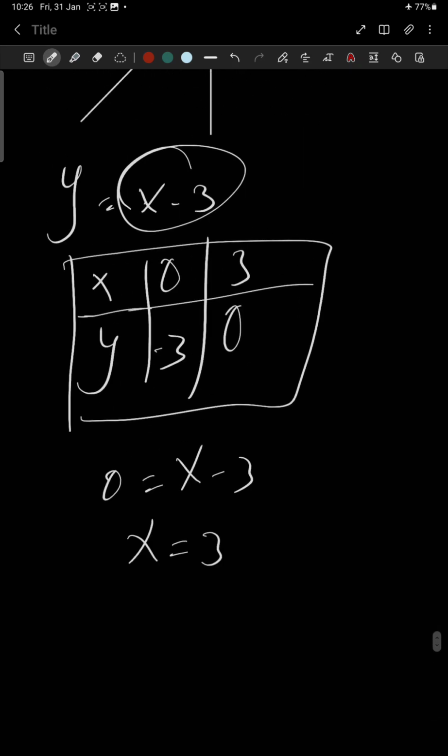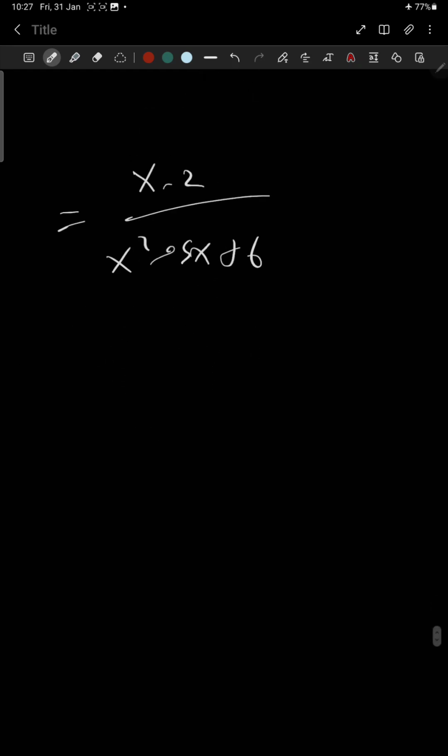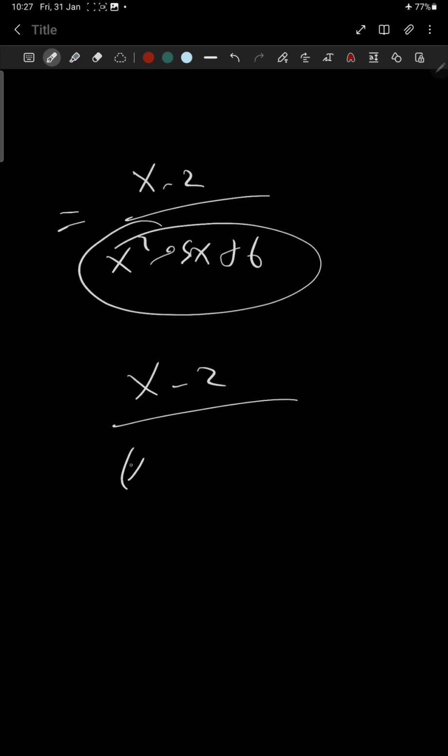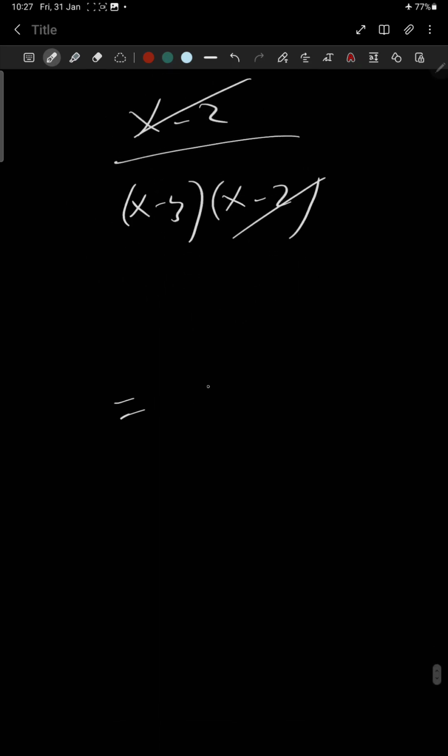So before you rush, what if you're given this? (x minus 2) over (x squared minus 5x plus 6). Before you rush to conclusions, finding the vertical asymptote, whatever, try simplifying the quadratic first. Something might cancel. So this will cancel that. What are you going to remain with? You're going to remain with 1 over (x minus 3).